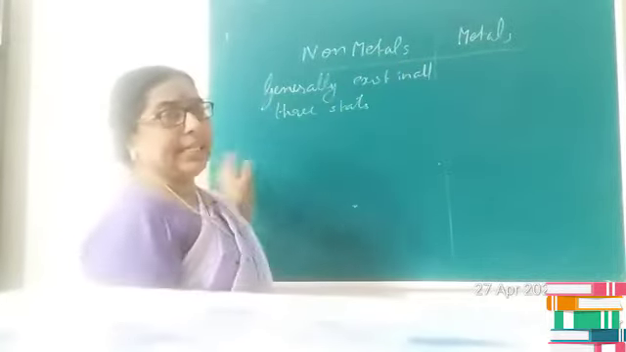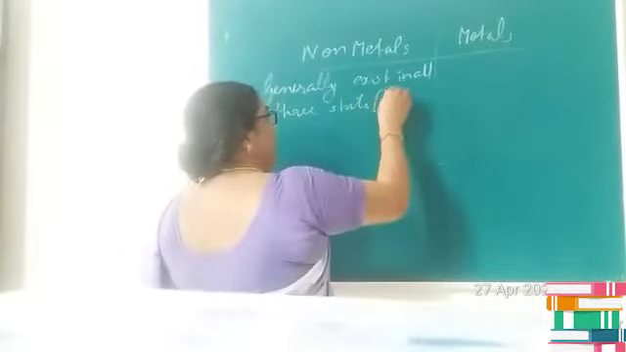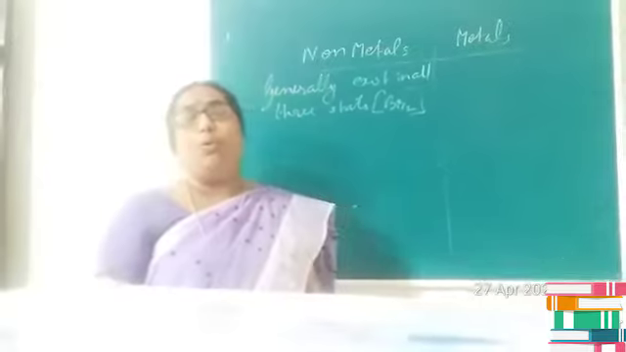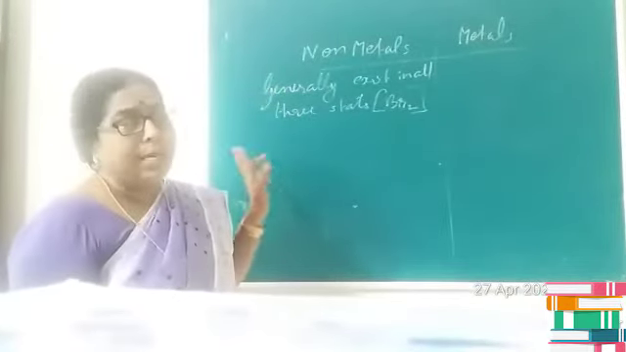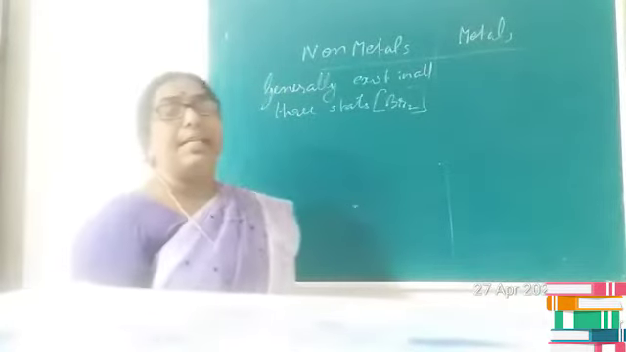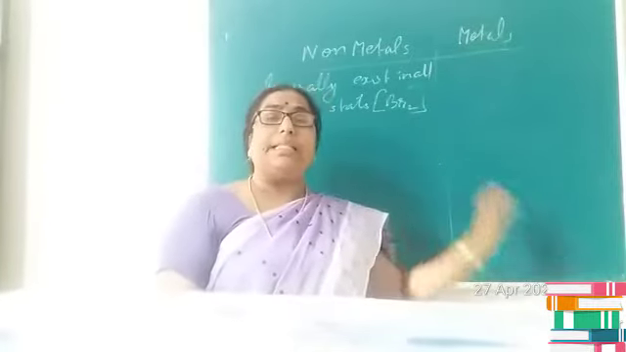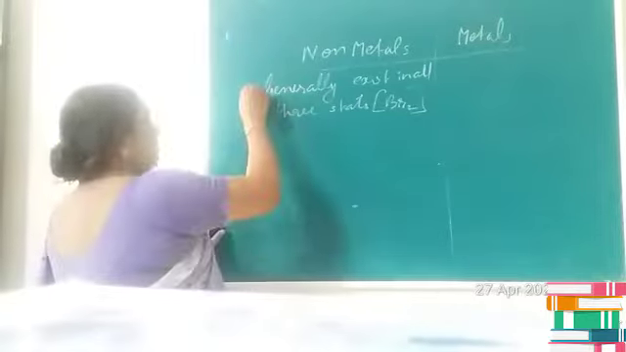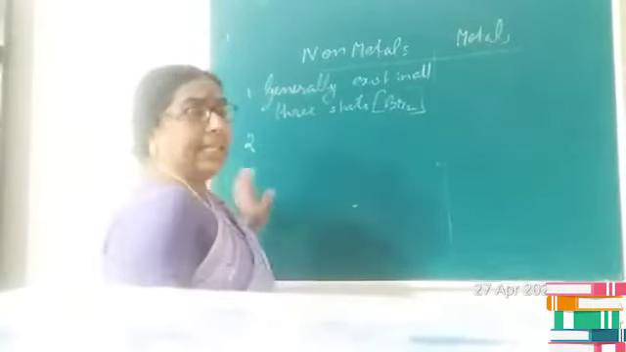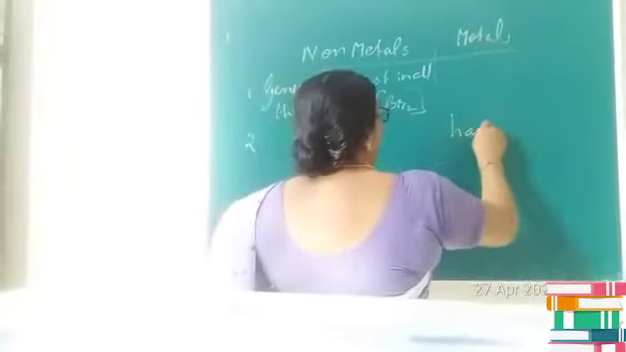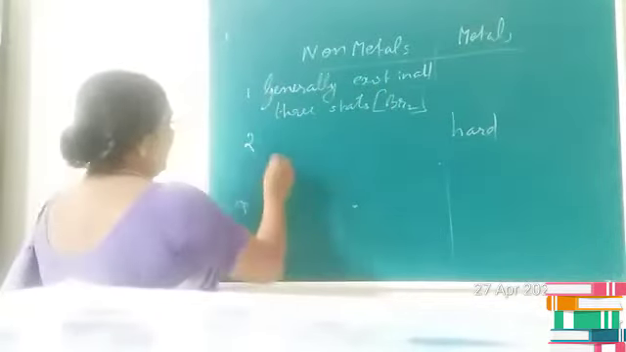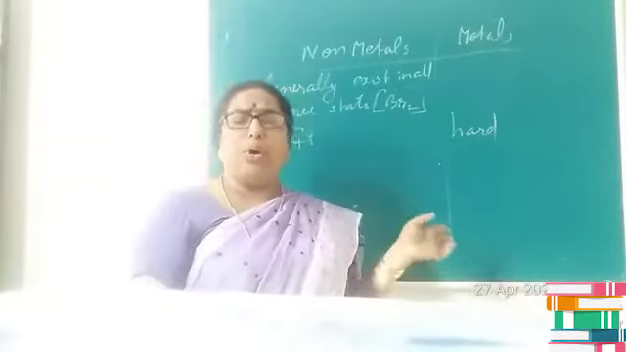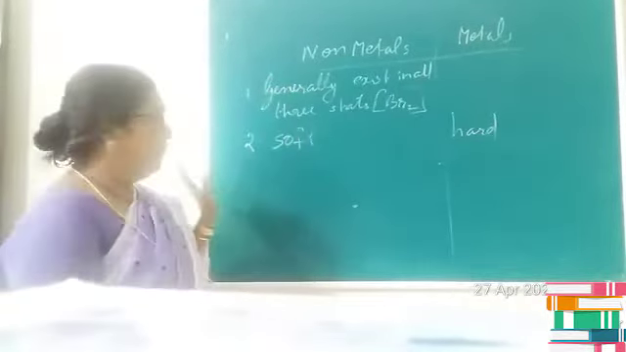Again we can say that bromine is the only liquid non-metal at room temperature. So generally we can say that non-metals exist in all three states of matter, but metals you can see in solid state. Second one, metals are generally hard in nature. On the other hand, non-metals are generally soft. If you consider carbon, sulfur, etc., these are all non-metals which are generally soft.